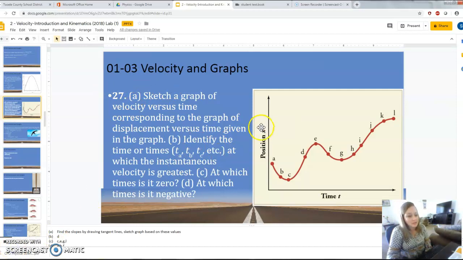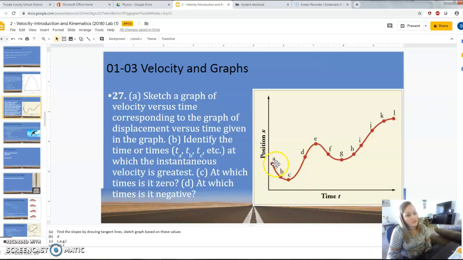Okay, so this slide is actually a practice problem. Part A says sketch a graph of velocity versus time corresponding to the graph of displacement versus time given in the particular graph. So I don't want you to do part A, so just go ahead and skip that. Look at this graph, and I think part B is useful for us to practice. Identify the times at which A, B, and C are where the velocity is the greatest.